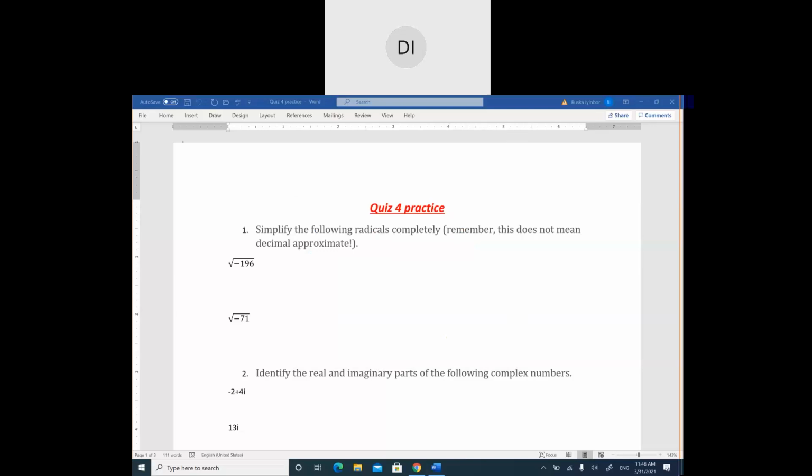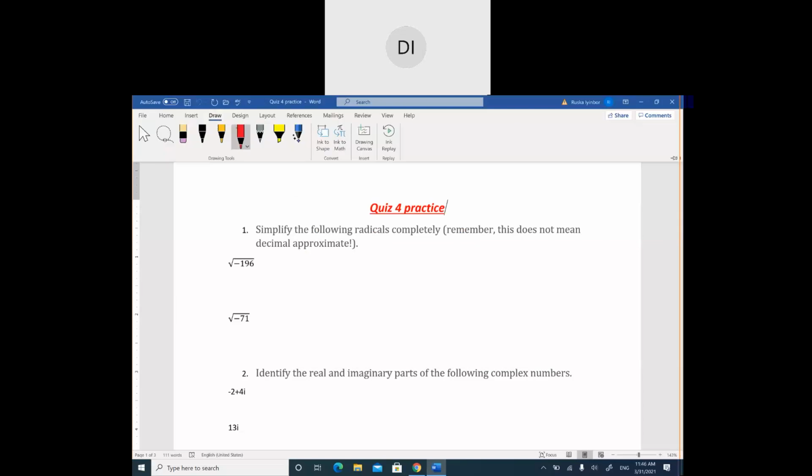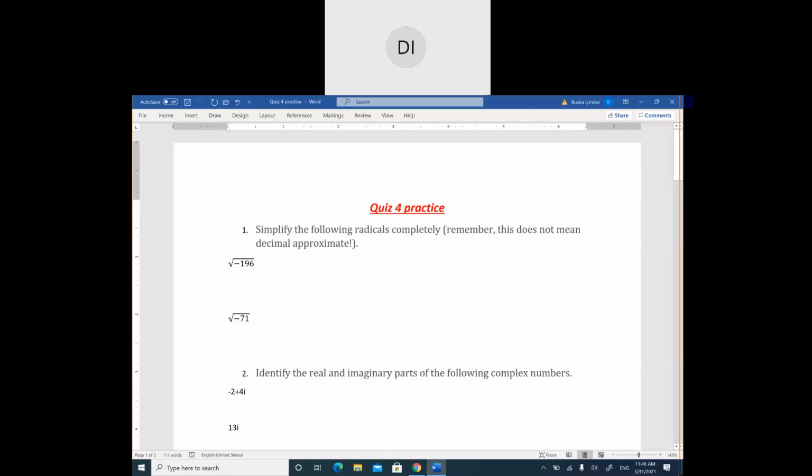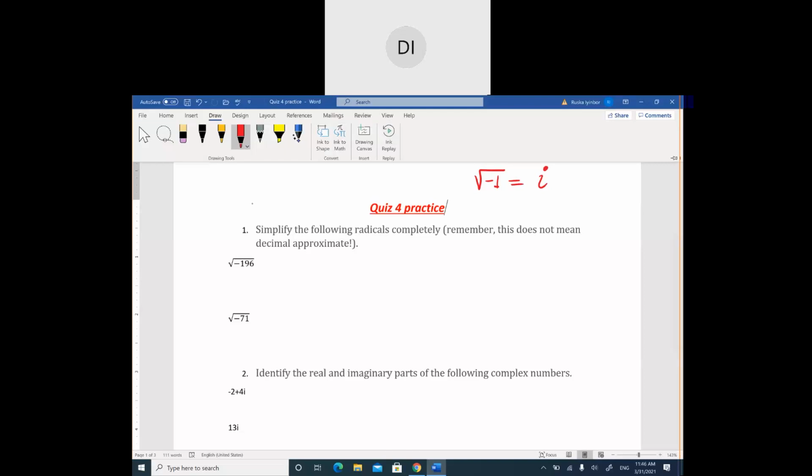And the first question, we have two examples. Here we have to simplify these radicals and leave the answer with I. If you remember, complex numbers involve square roots of negative numbers, and every time you see square root of -1, that's going to be I. I'll explain more later for other questions. So we have square root of -1, we're going to replace it with I. So we're going to start with number 1.